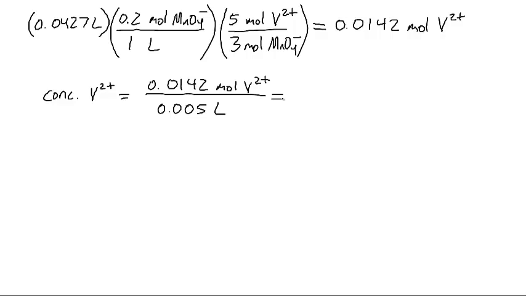So that times 200 is going to be, what is my concentration? Huh? 2.8. All right, yeah. Let's go with my rule of 3 sig figs. 2.85 moles per liter. All right, that's a pretty concentrated solution.